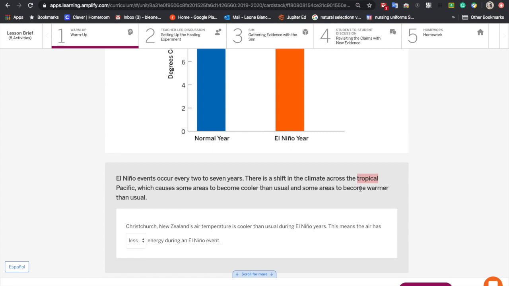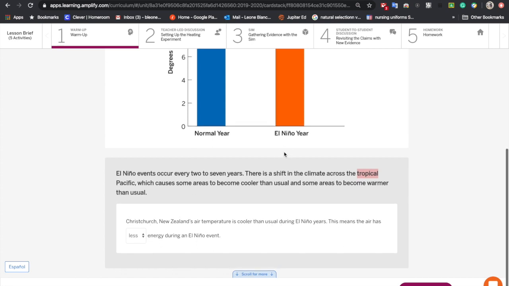But if you don't know what it is, essentially it's just a place in the Pacific Ocean where you'll find places like Australia, New Zealand, even any of the Pacific Islands and stuff like that. So we're gonna go back to this area tomorrow. And what we're looking for is what causes areas when they're in El Nino to become cooler than usual, and some areas actually become warmer. But in this specific case, we're talking about Christchurch, New Zealand, which actually gets cooler.